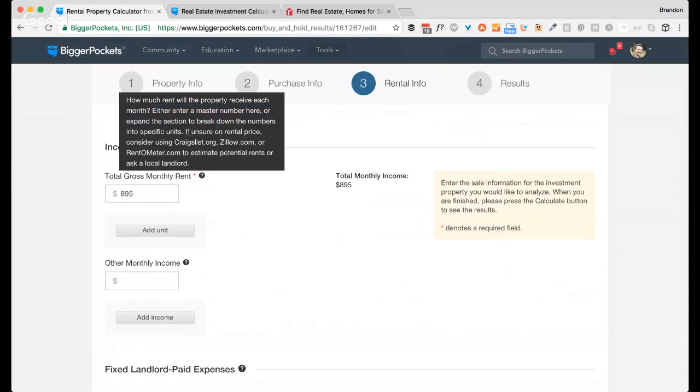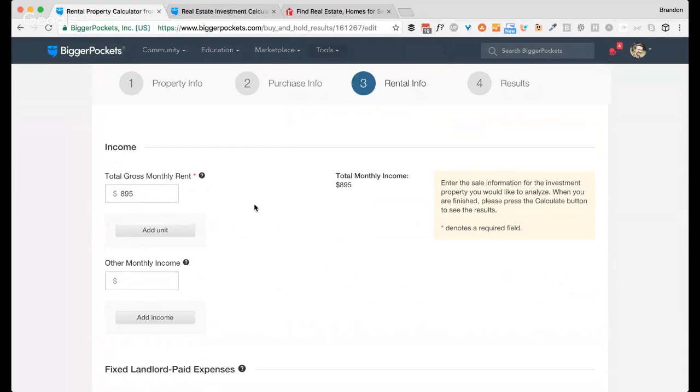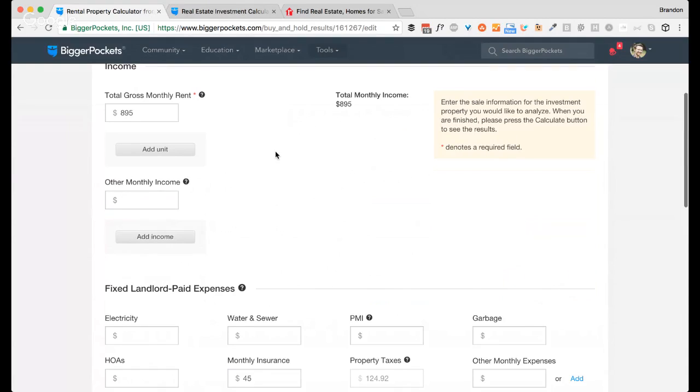If you're unsure of the rental price, consider using Craigslist.org, Zillow.com, or Rentometer.com to estimate the potential rent, or ask a local landlord. My favorite is Craigslist. I go to Craigslist, find out what other properties are renting for, and then I assume that mine's going to be somewhat similar. So in this case, I chose $895 a month.